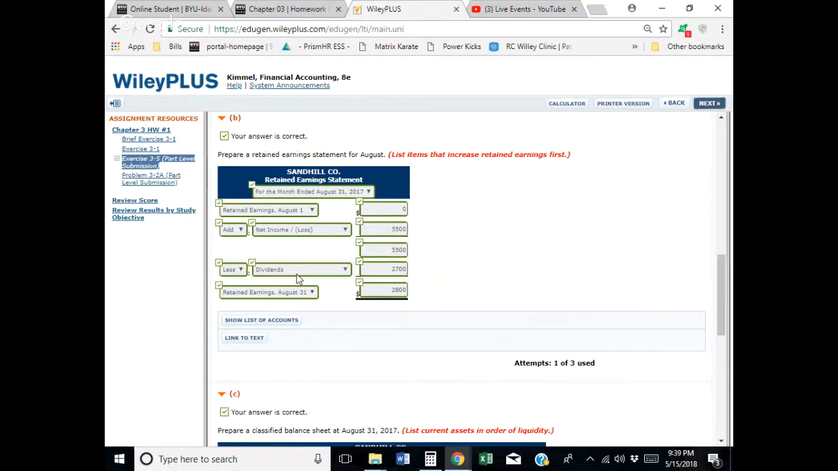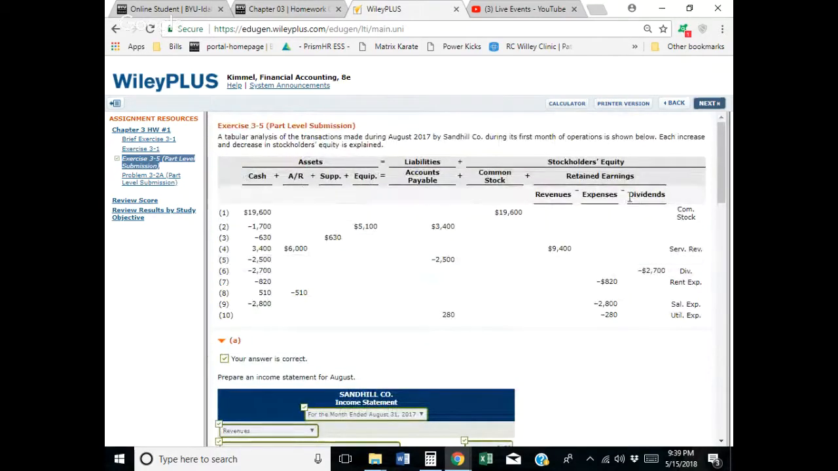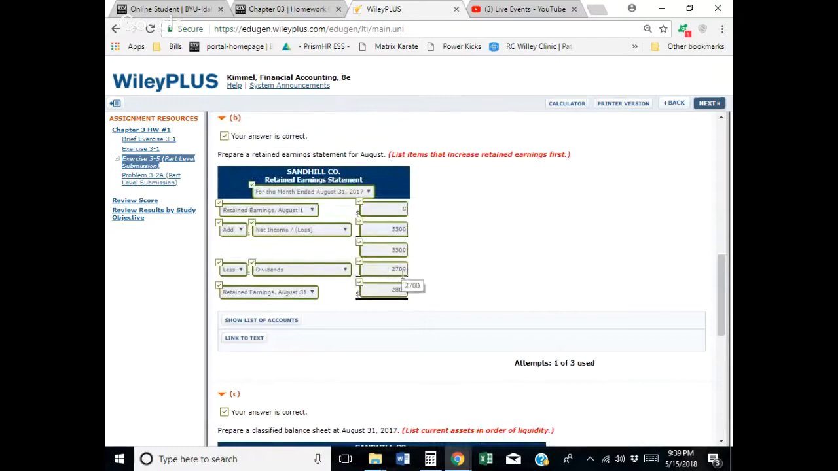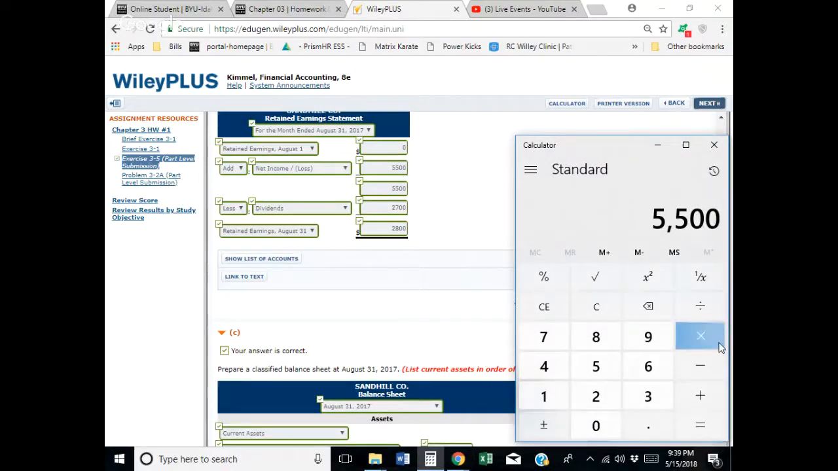Let's do less dividends. If you come up here, dividends were $2,700. So it's 2,700 here. You have retained earnings August 31st. You might calculate it: 5,500 minus 2,700 gives us retained earnings on August 31st of $2,800. 2,800 right here.